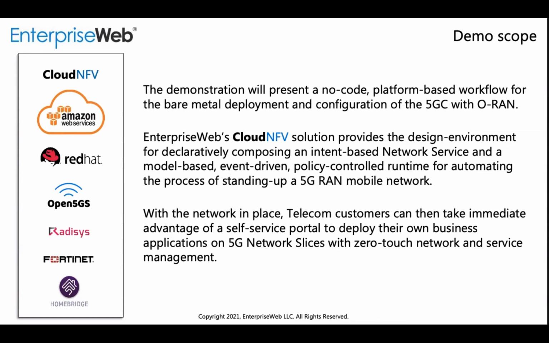In this demo, it's going to run on Amazon, and it's going to be consuming Amazon services. We've also brought in Red Hat, so we're going to show how we can work with both EKS on Amazon, as well as Red Hat OpenShift and Ansible. We're going to be deploying the Open5GS core on bare metal in Amazon, as well as Radisys OpenRAN. We're going to do an enhanced 5G core, so we're going to use Fortinet for security for the enhanced 5G core. And then we're going to do an enterprise business app.